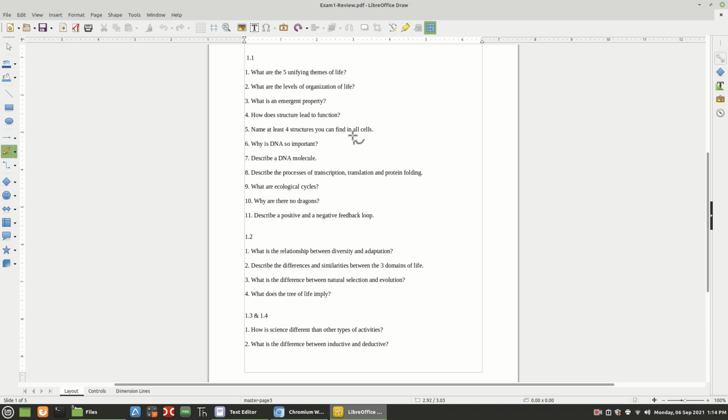In all cells, the bacteria generally don't have organelles. They do have something called a vacuole, which is sort of like an organelle, so you could probably include it. So maybe you could say vacuoles for the bacteria.